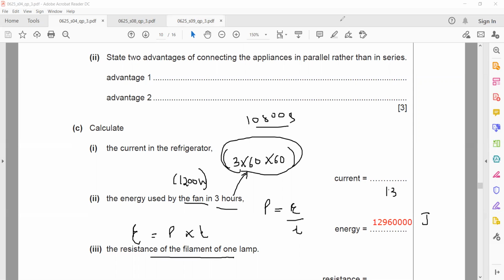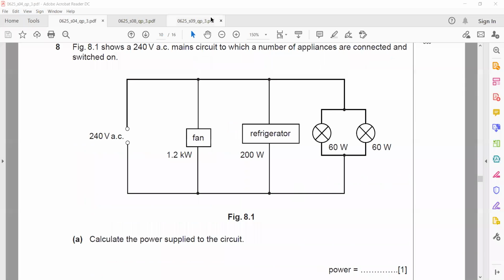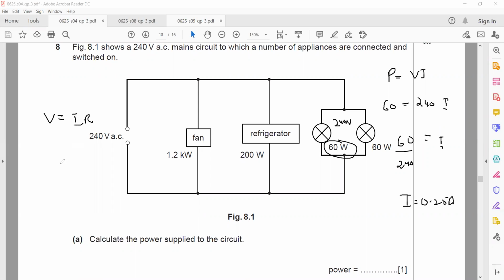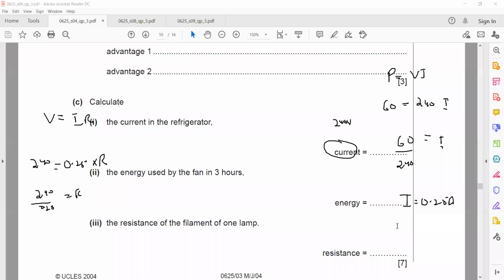Resistance of a filament. So how to find the resistance? First you have the power, and you have the voltage, which is 240. You will find the current: P equals VI. Power is 60, voltage is 240, so the current is 60 divided by 240. It will be 1 by 4 or 0.25, so the current is 0.25 amperes. Then find the resistance. V equals IR. So R equals 240 divided by 0.25. What's the final answer for the resistance? That is equal to 960 ohms. Is it clear? So this was 960 ohms.